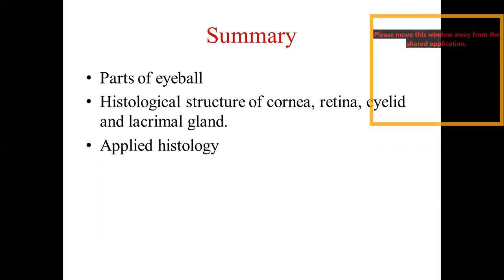For slide discussion, if you get these slides, these features you should know: how the cornea is formed by 5 layers, retina formed by 10 layers, eyelid formed by 5 layers again. Lacrimal gland has the feature of a serous salivary gland. So all these things you should be thorough with.